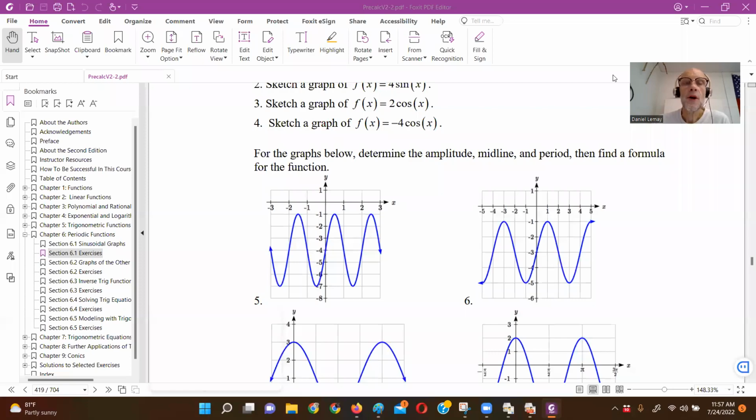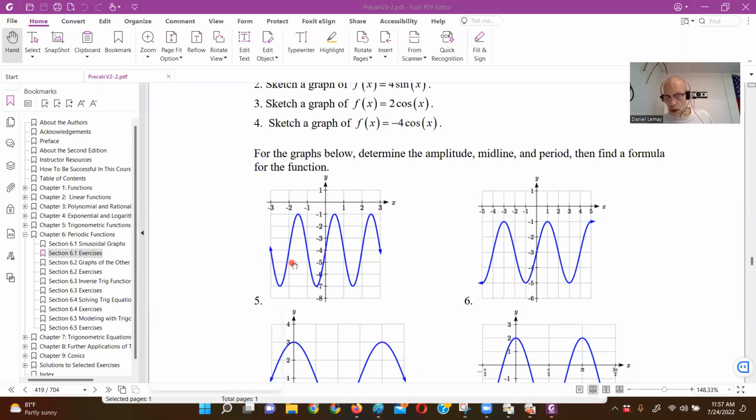Okay, so how do I know when to use the sine or the cosine? What I do is I look at the graph, I look for the midline. For this one here, this is right out of the textbook, so you can look at them too. I see the midline is y equals -4.